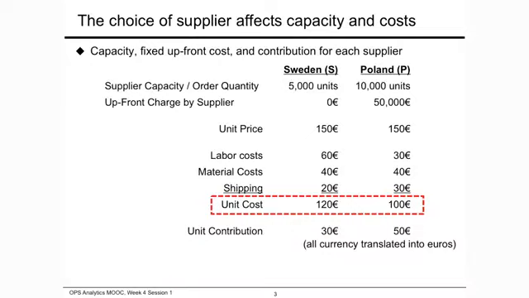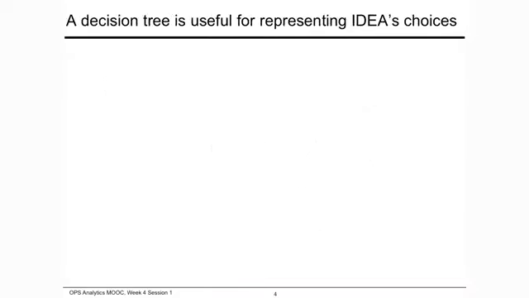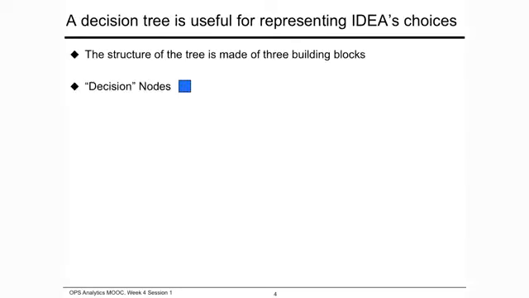We can use a decision tree to represent IDEA's choices. Before I get into it, I want to just review quickly for you what the elements are of a decision tree. The structure of a decision tree is made up of 3 building blocks. There are decision nodes, which we'll represent with squares.